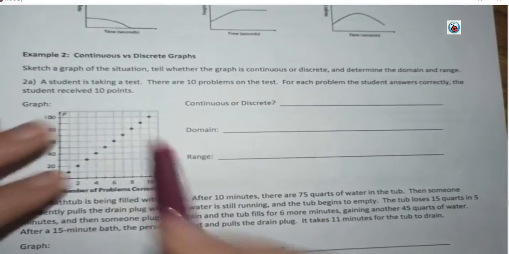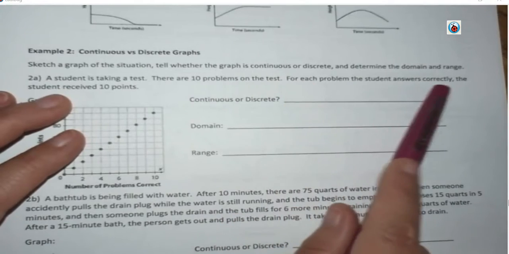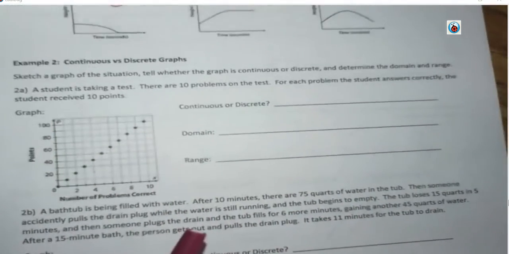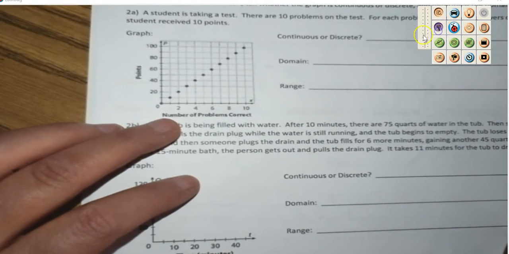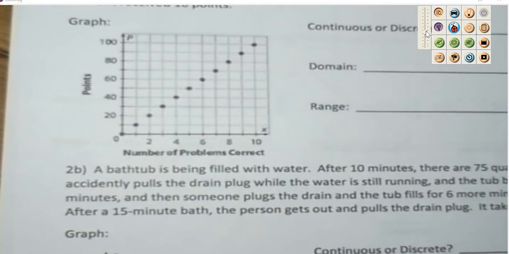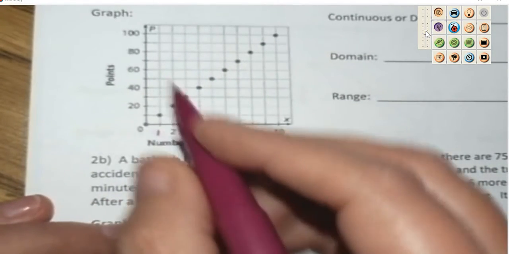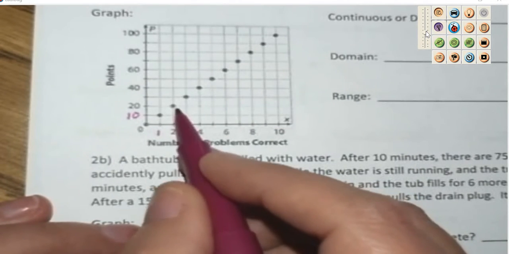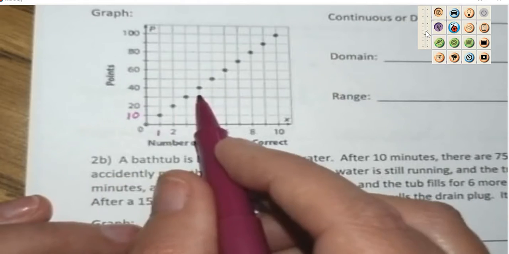2A, a student is taking a test. There are 10 problems on the test. For each problem the student answers correctly, the student receives 10 points. Okay, I already put the graph on there, so you don't obviously need to graph it because the graph is here. So when you look at the graph, you can get one problem right. If you get one problem right, you get 10 points. You can get 2 problems right and 20 points. 3 problems right and get 30 points.